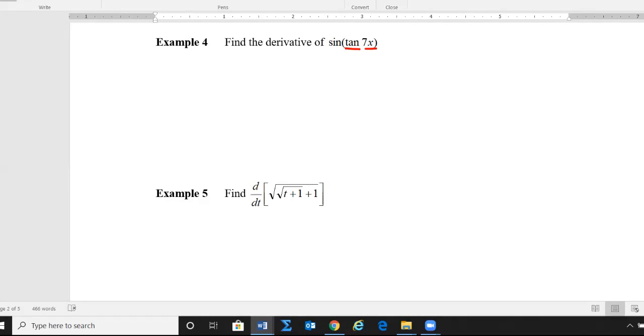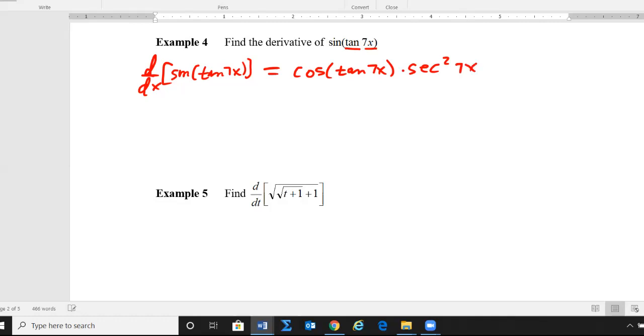So let's start off here. We can use our proper notation. It looks like this. And first we'll start with that sine. So we'll have a cosine. And leave the other part there. Then we'll have times, what's the derivative of a tangent? You remember, it's a secant squared. Leave that 7x there. Now take care of the 7x.